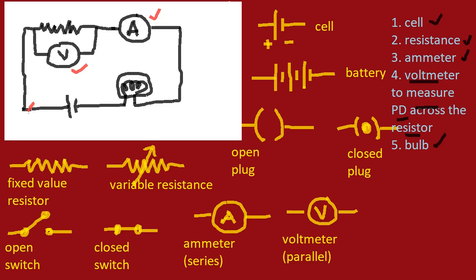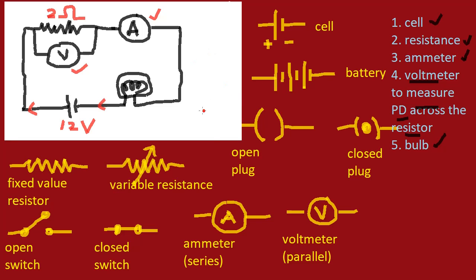And one more thing needs to be done, and that is the path of the current needs to be shown. So this is the path of the current, excuse me, this should be in this way. So that is the path of the current shown, and if some other things are mentioned over here, that also has to be mentioned. Say if it is mentioned that the cell has a potential difference of 12 volt, then we have to write it here. We have to write it that it has a potential difference of 12 volt. Say if it is written that the resistance is of 2 ohm, then we have to write it here. We have to write that the resistance is of 2 ohm, and so on and so forth.